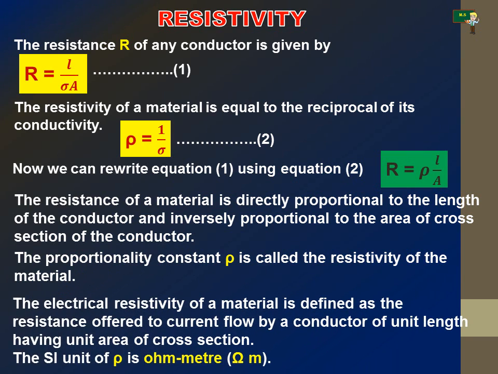So the electrical resistivity of a material is defined as the resistance offered to current flow by a conductor of unit length having unit area of cross section. Here the resistivity has an SI unit which is ohm meter, with the symbol ohm and meter.